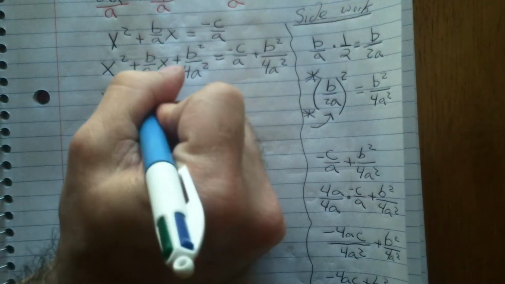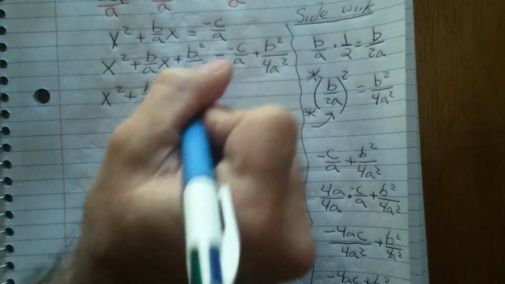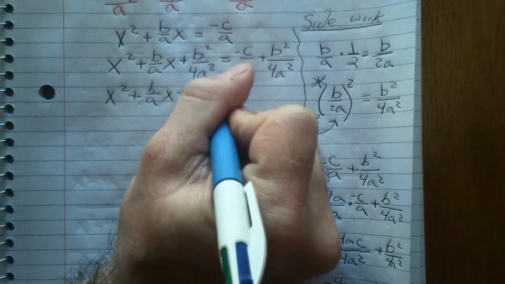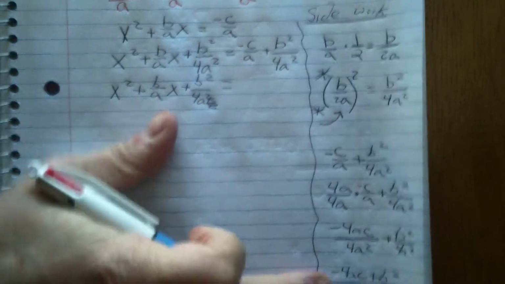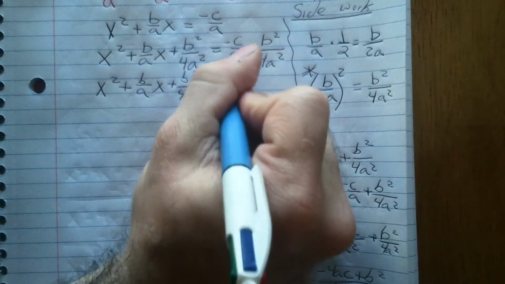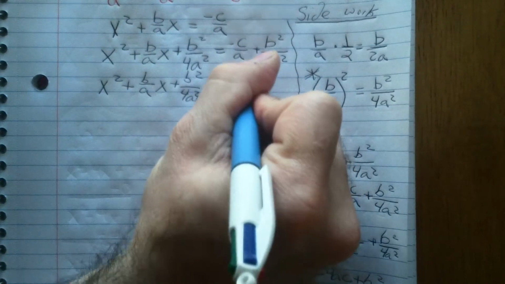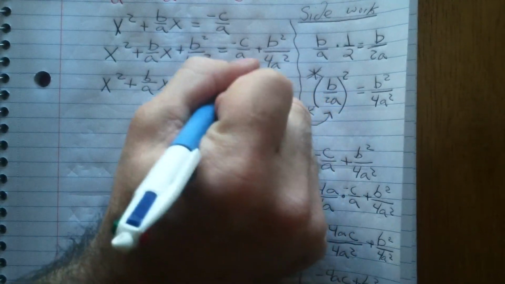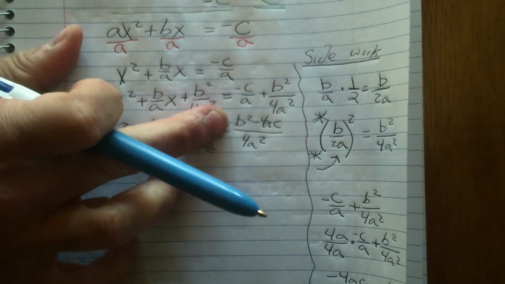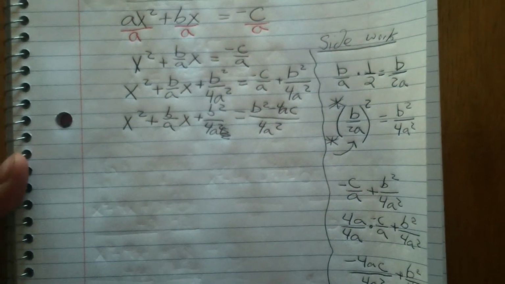X squared plus b over a x plus b squared over 4a squared, you'll see, equals, and we're going to write this down because we simplified this piece here. So this became b squared minus 4ac over 4a squared. I just put the b squared first, minus 4ac. Instead of having a negative 4ac plus b squared, I wrote b squared minus 4ac, which maybe sounds familiar to some of you if you've been using the quadratic formula.